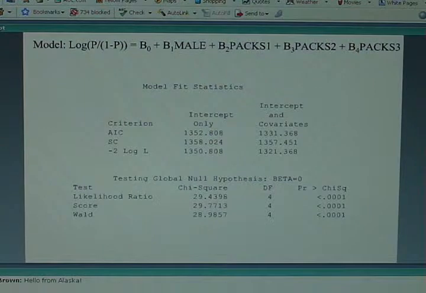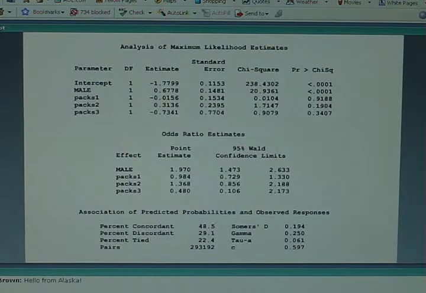And so far, nothing on this slide is going to tell you that. But the next slide will, because here's your fitted model. Here's your estimate for B0, minus 1.7799. Here's your estimate for B1, 0.6778. Here's your estimate for B2, B3, and B4, the coefficients of packs.